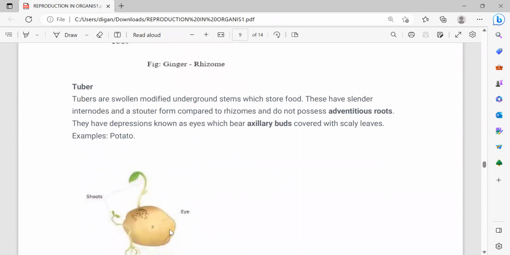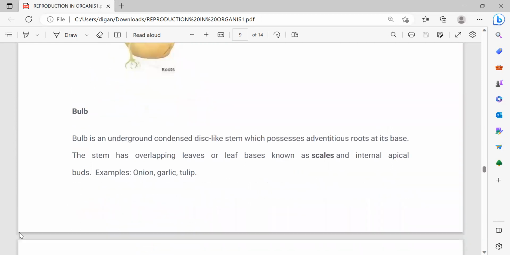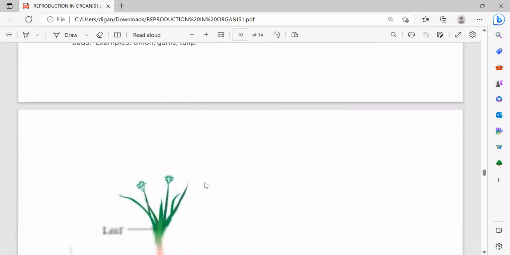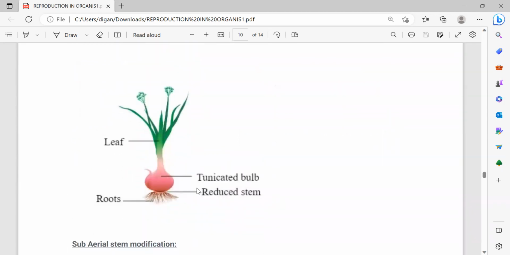Next is tuber. The best example of tuber is potato. Tuber is another underground stem, and in the body of this tuber, axillary buds are also present, and from here new plants can grow. Next one is bulb. The best examples of bulbs are onion and garlic. You have already covered this modification of stem in class 11. This is the diagram of a bulb. I am showing here the structure of an onion.